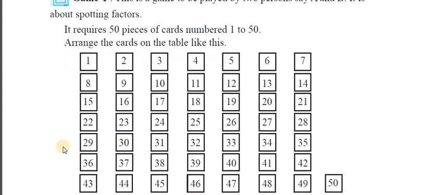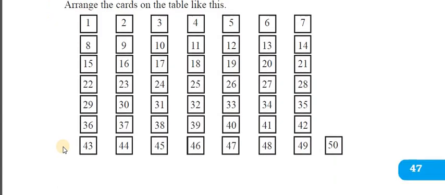Okay. So he's asking us to play a game over here to find the factors. He's asking you to take 50 cards and arrange all the 50 cards in such a way that 7, 7, 7. And to play this we need 2 persons.